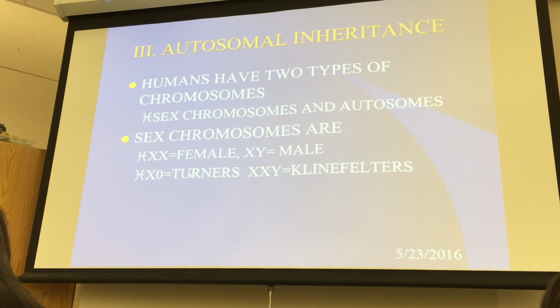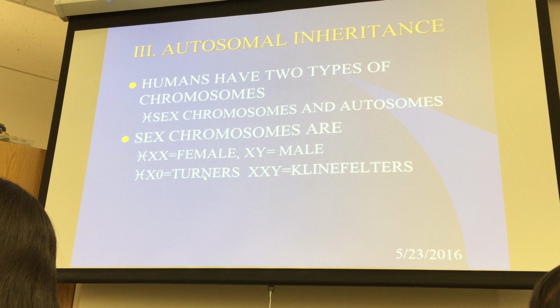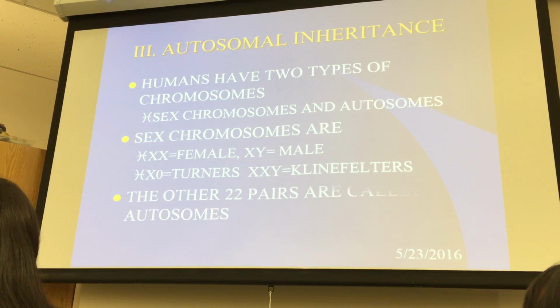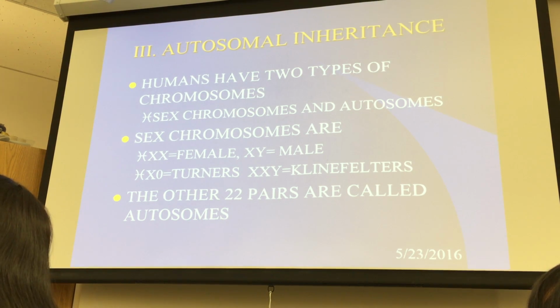There are some conditions where we had non-disjunction problems during fertilization. An XO would be Turner syndrome, that's 2n equals 45. Klinefelter syndrome is XXY, that's a 2n equals 47. Those are abnormal types of genetic situations. If they're not sex chromosomes, X and Y, the other 22 pairs are called autosomes.